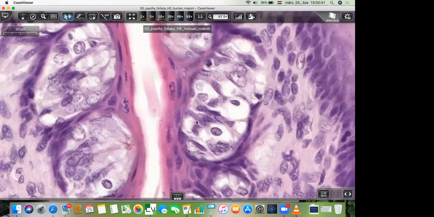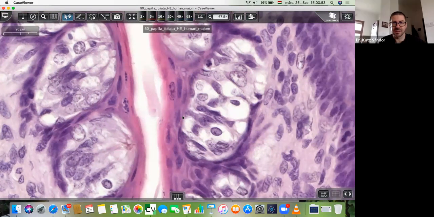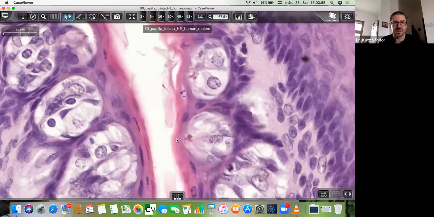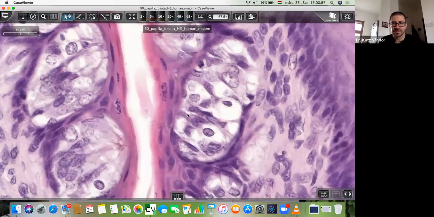It's not really nice, but wait a second. Here we have another surface. These small nuclei belong to the basal cells. These elongated ones belong to the supporting cells, and these huge ones belong to the sensory cells. So supporting cells are long and elongated, then the basal cells, and the nuclei of the sensory cells.